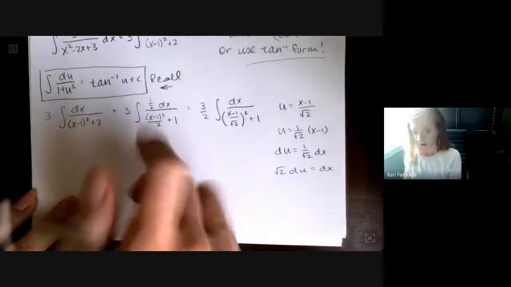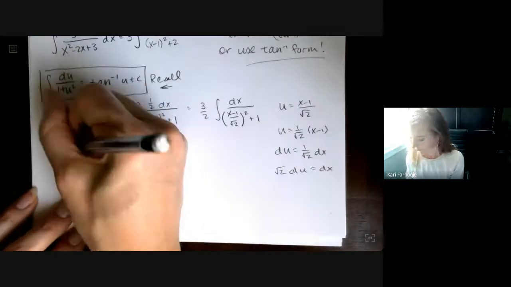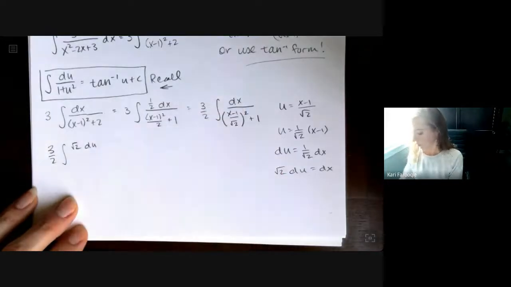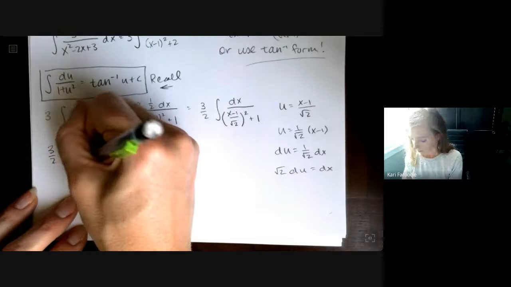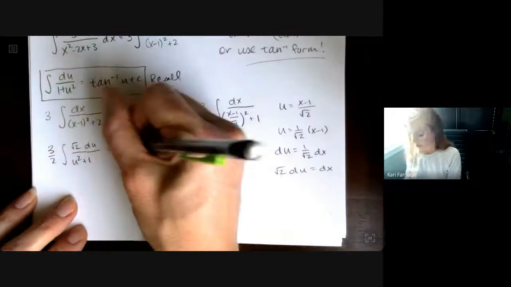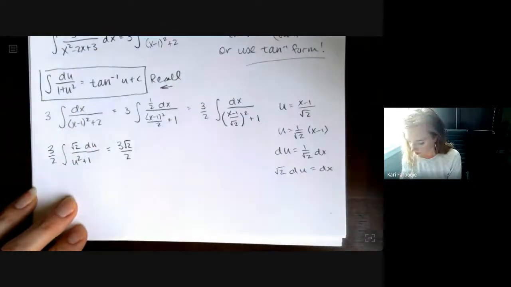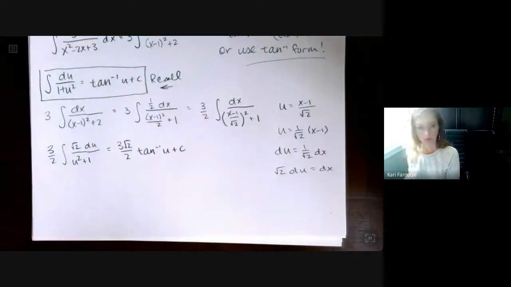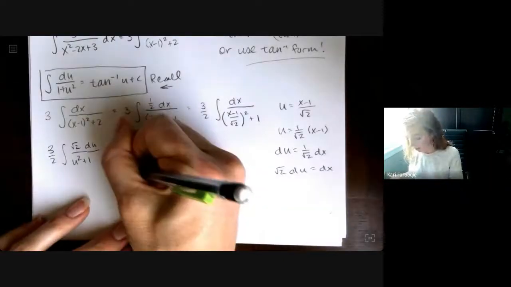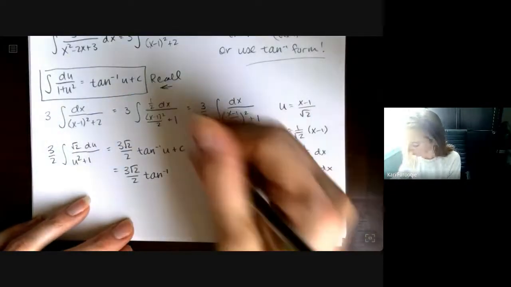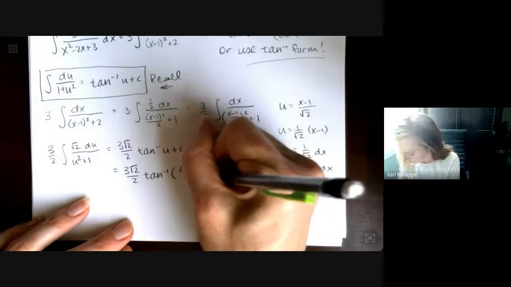Okay, so going back here, we have 3 halves times the integral of the square root of 2 du, pulling that back in for our dx, divided by u squared plus 1. And this will be 3 times the square root of 2 over 2 times the inverse tangent of u plus c. And now we can pull all of this back in together. U was x minus 1 over the square root of 2.